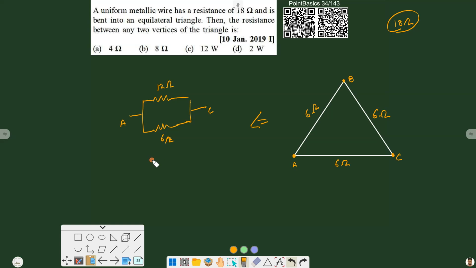So now we can find their parallel combination: 1 by 6 plus 1 by 12, so 2 plus 1, 3 by 12, so effective resistance will be 12 by 3, that is 4 ohm. So option A will be the right answer.